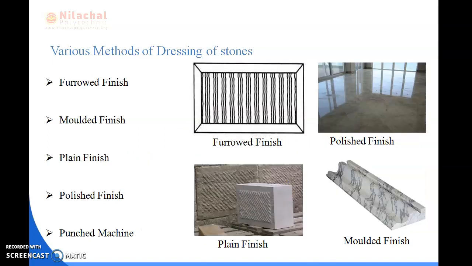Next is furrowed finish. Here I have shown you the diagram of furrowed finish. In this type of finish you can see that all the edges of the stones are of 20 millimeter width. And the next is molded finish. In this type of finish we can mold the shape of the stone in any shape and size, to give a good appearance to our rock, and it is mainly done by a machine.